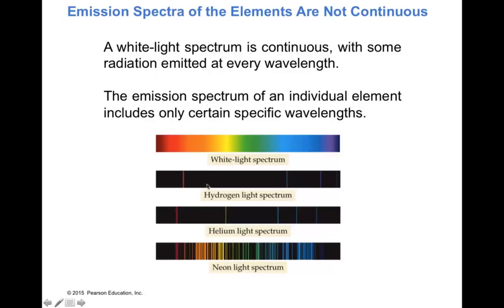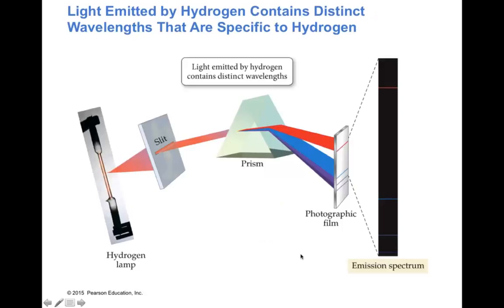For hydrogen, this is always going to be the emission spectrum. You're going to see 4 lines. For helium, these 5 lines, and for neon, all of these lines. The light emitted by hydrogen contains distinct wavelengths that are specific to hydrogen. Here again, this is the pink color for hydrogen, and you put it through the slit and the prism, and you're going to see the 4 lines in the emission spectrum of hydrogen, with 4 different wavelengths instead of the continuous wavelengths of white light.